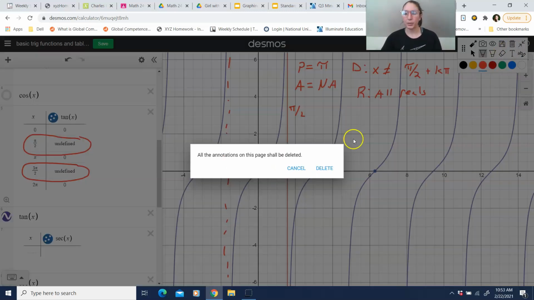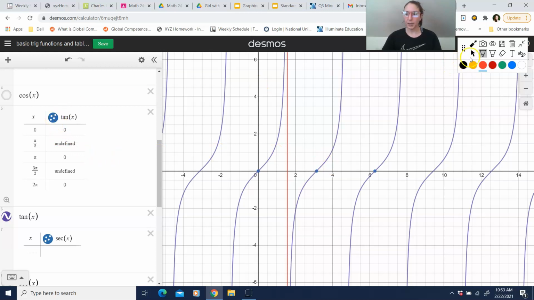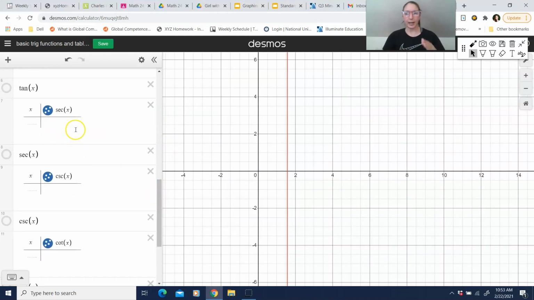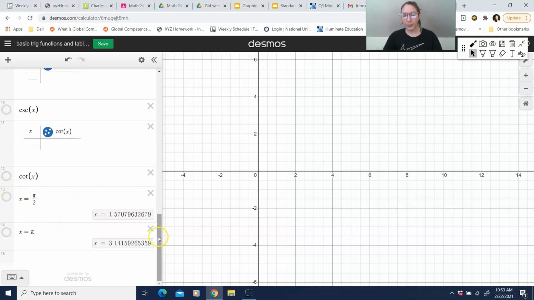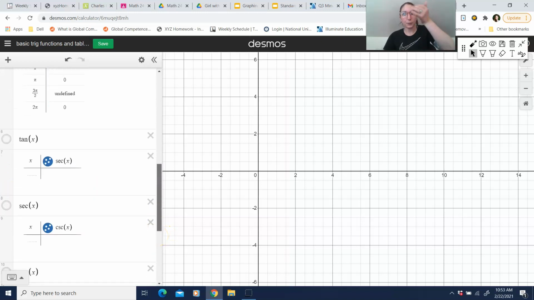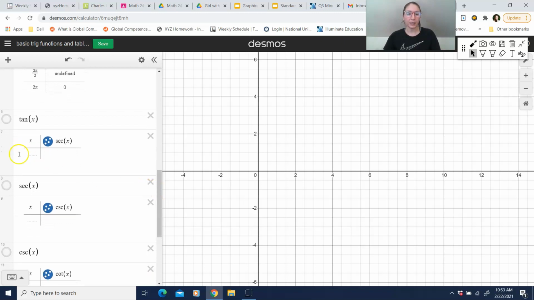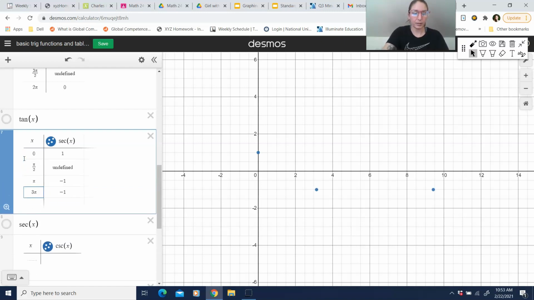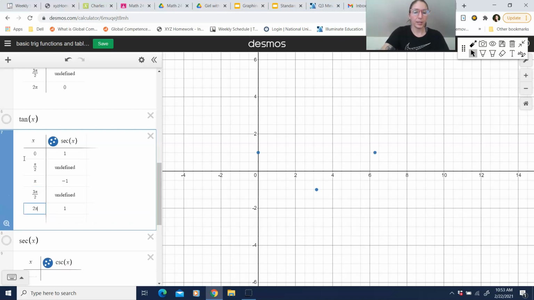All right, let's get into our reciprocal graphs. That was all of our main ones: sine, cosine, and tangent. Now let's look at our reciprocals. If we look at our secant graph, whose reciprocal is secant? Well, secant is cosine's reciprocal, which means if we took all of the values in our cosine graph, let me get rid of this asymptote, and we just flipped them over, we would get our secant graph. So we have 0, pi over 2, pi, 3 pi over 2, and 2 pi.